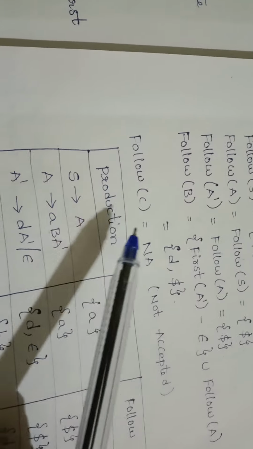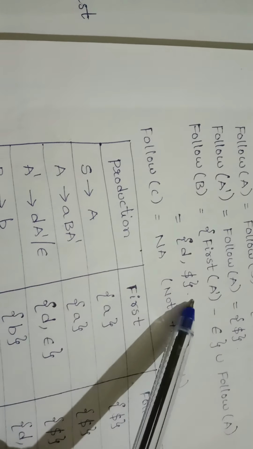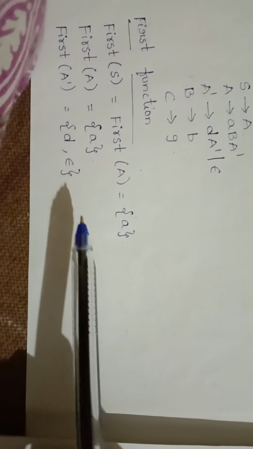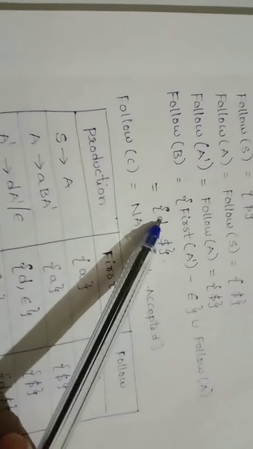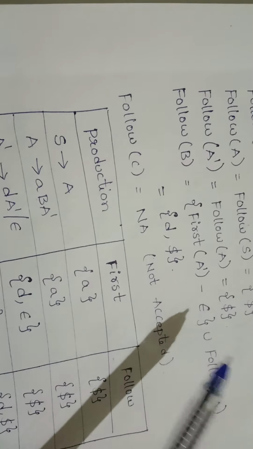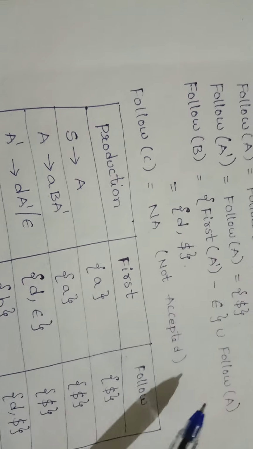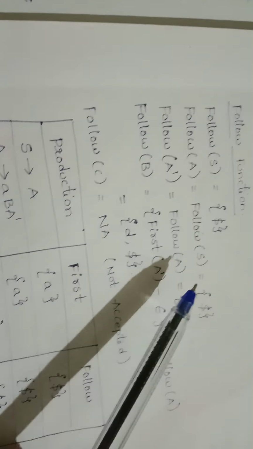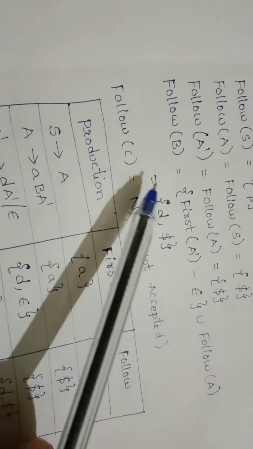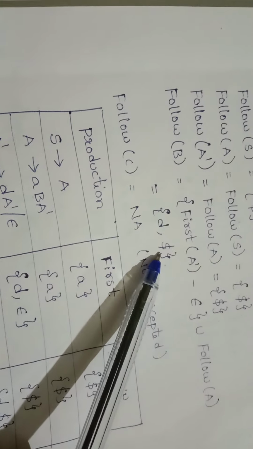So first of A dash is what? First of A dash is D comma epsilon. So D we are writing here, and epsilon we are removing with minus, and then union follow of A. Follow of A is dollar. So follow of B is nothing but D comma dollar.